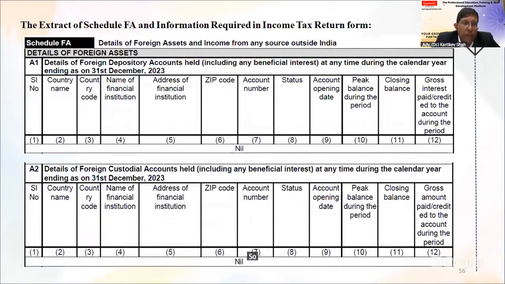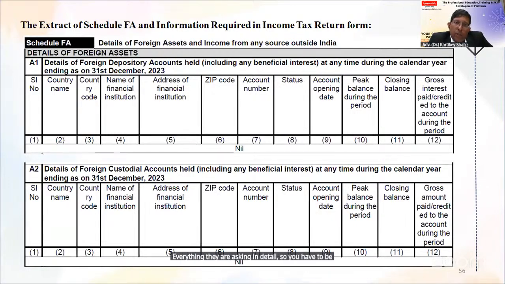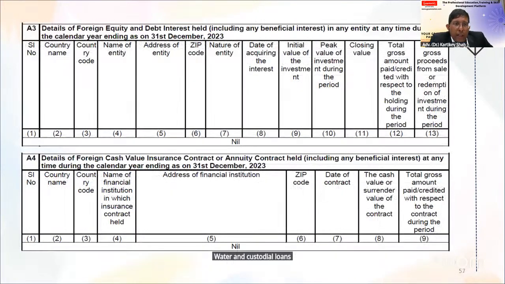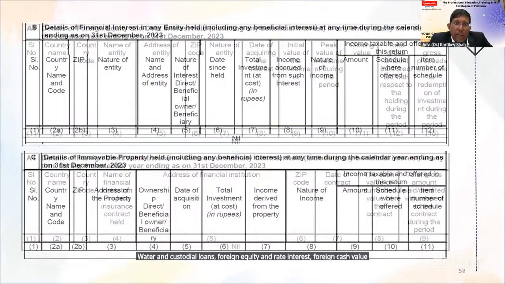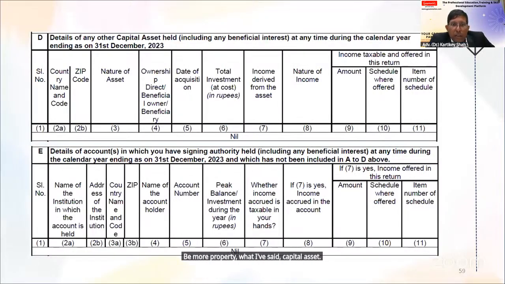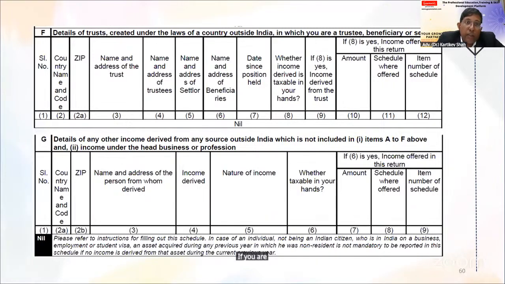So these are the Schedule FA details of foreign assets, foreign depository accounts. They are asking for different information: country name, country code, name of financial institution, address, everything in detail. So you have to be ready with data which is accurate. Foreign custodial accounts, foreign equity and debt interest, foreign cash value insurance contract, financial interest in any entity, immovable property, capital asset, and financial interest. If you are related to any trust created in a foreign country, then you have to mention that also.